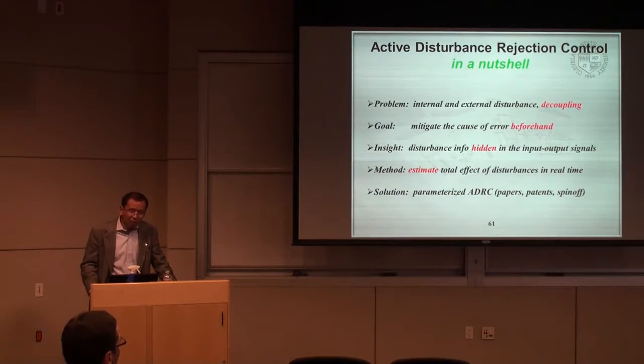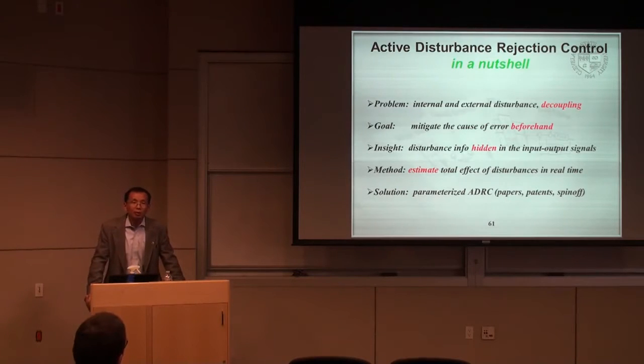And we want to do it in an active way. We don't want to wait until the output deviates. We want to do it as soon as we capture the information, we act on it. So this is more of an active, as opposed to passive, disturbance rejection. And this is possible because the disturbance information is there all the time. We just didn't know. We found a way to get it. Okay? And the way we estimate disturbance is not unique.